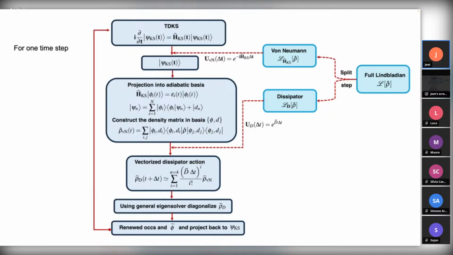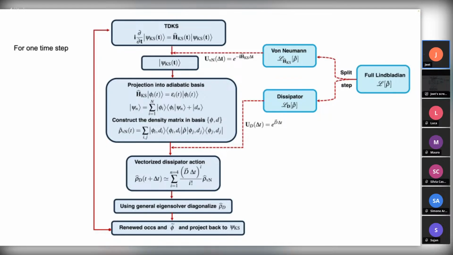An important thing is that for the periodic system, we need to project to this adiabatic basis, which carries more physical properties of your system. It is just the instantaneous eigenstate of your time-dependent Hamiltonian. The underlying assumption is that the time dependence is local. Yes, instantaneous. Then you construct the density. Then you apply the Lindbladian dissipator, so for the full time step, you get your dissipation.